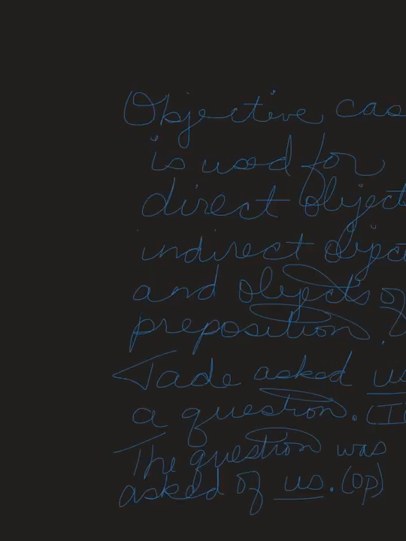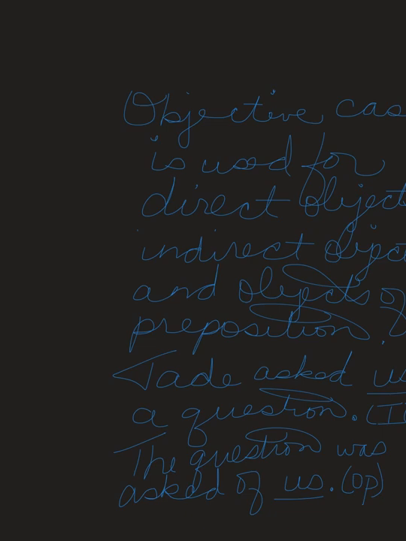All right, next slide. Objective case is used for direct objects, indirect objects, and objects of preposition. Okay, and I've got two examples here for you. One is an IO and one is an OP. Jade asked us a question. Okay, and this one's going to, again, sound wrong. If it is wrong, you would not say Jade asked we. You would say Jade asked us. Us is objective case, and in this sentence, us is your indirect object.